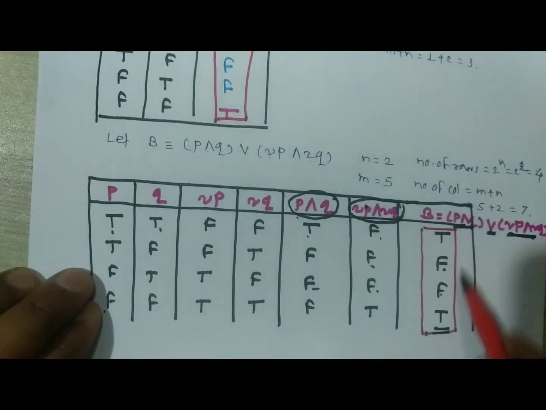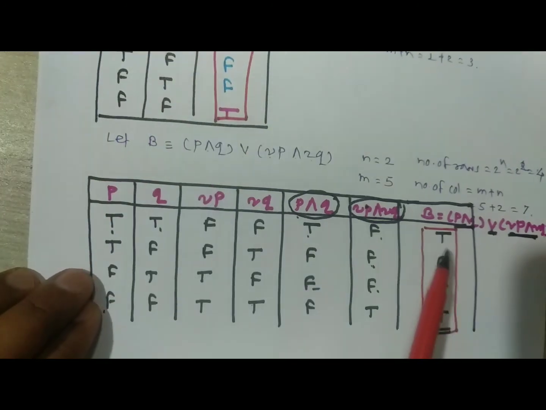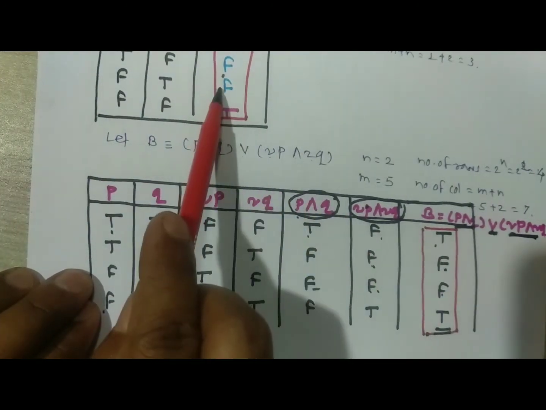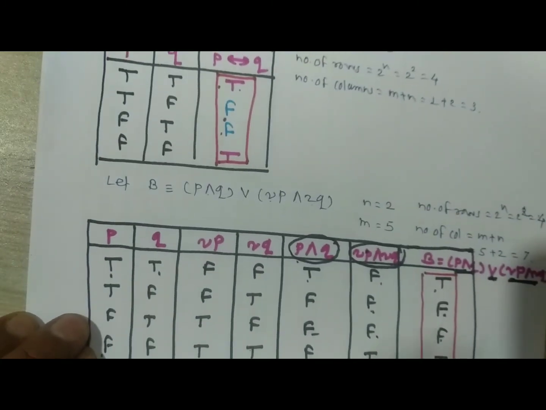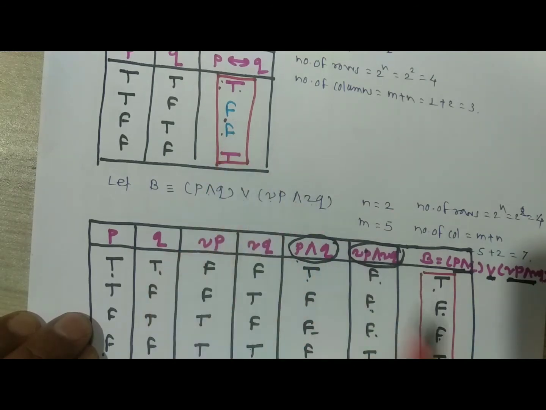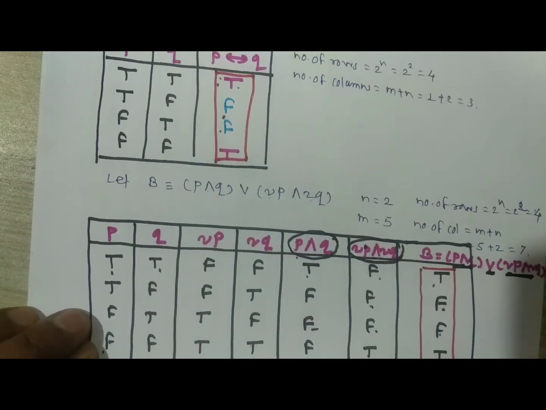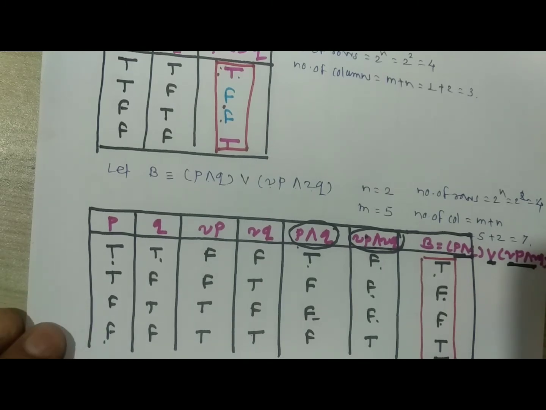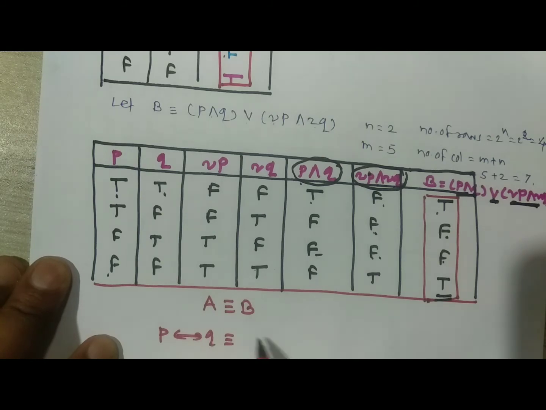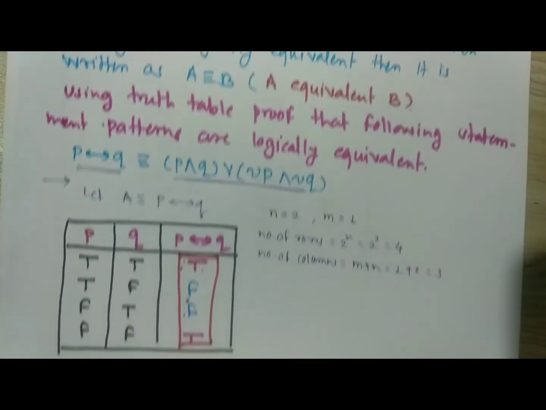Both columns have the same truth values. Here is T, then it is T. Here is F, then it is F. Here is F, here also F. We see here T, T, F, F, F, F, T, T. That means both columns are identical, and therefore we can say that A is equivalent to B. That means P double implication Q is equivalent to P and Q or negation of P and negation of Q, and therefore these two statement patterns are equivalent with each other. And this is the consideration of logical equivalence.